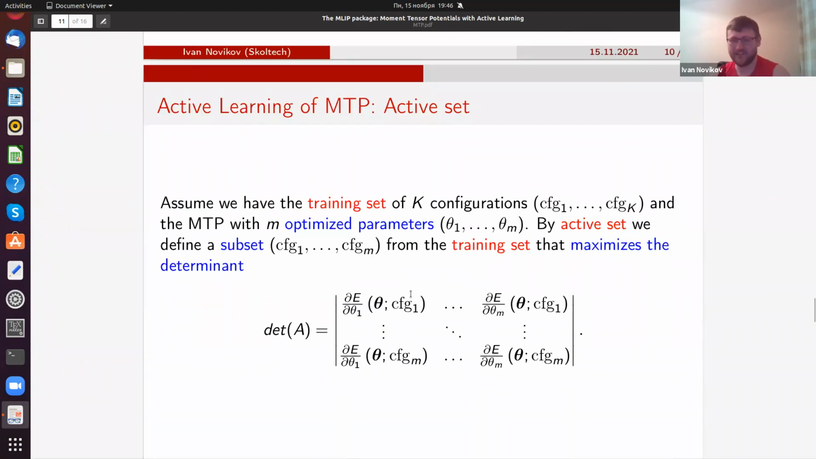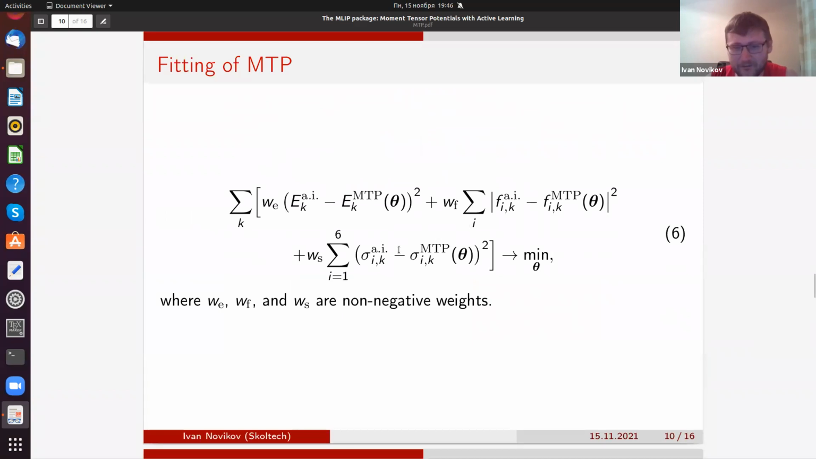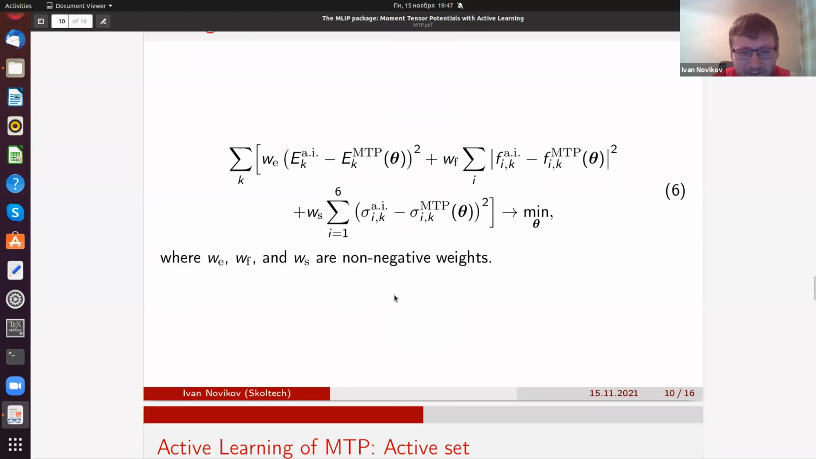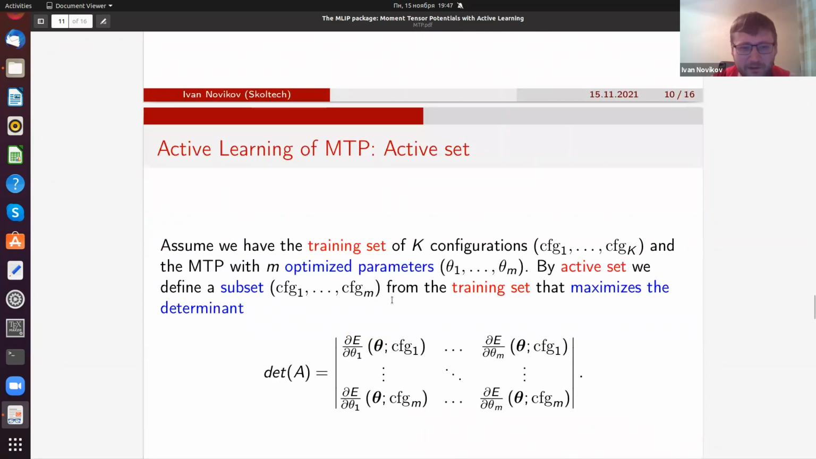But next, here, I described something like passive learning. So imagine we have a good data set, and we can simply train MTP on this data set. We somehow created it offline, not online and not actively. But we also have the active learning of MTP algorithm.